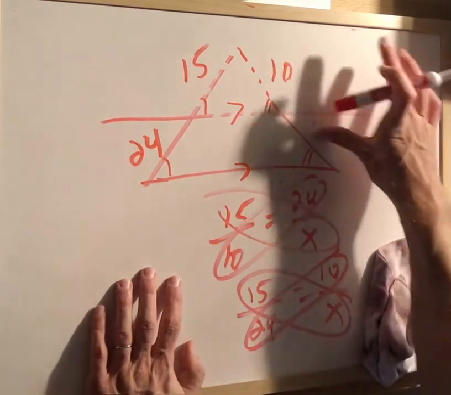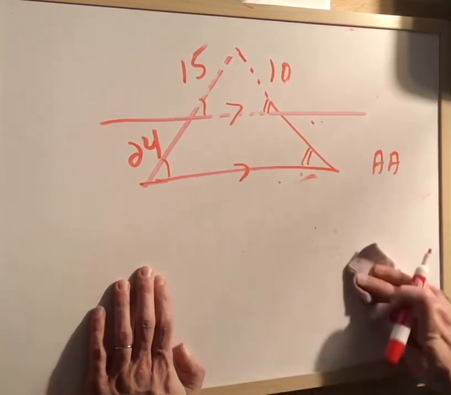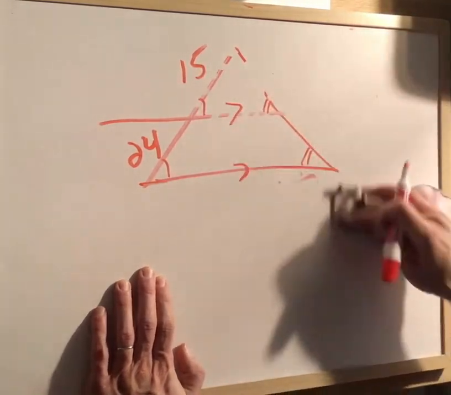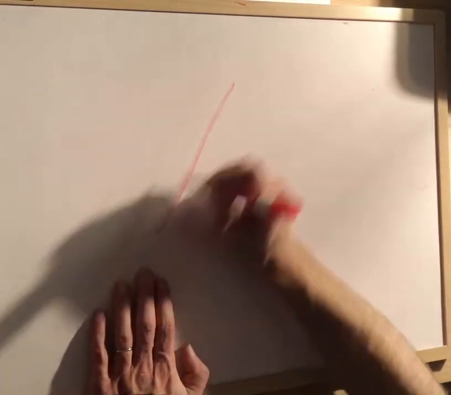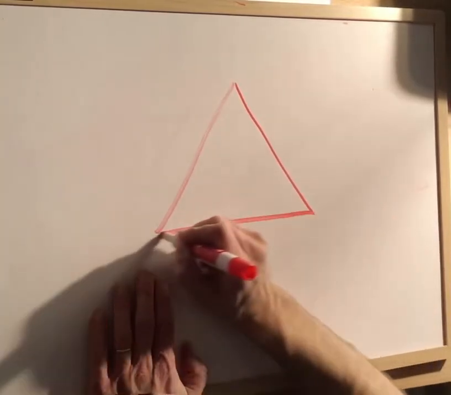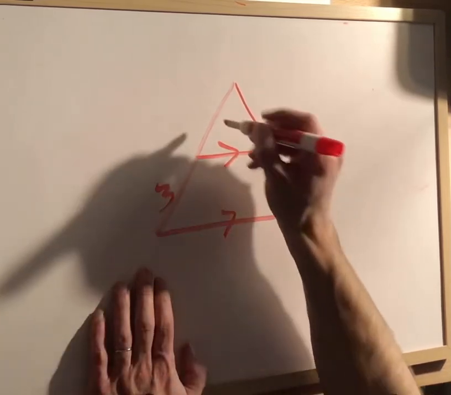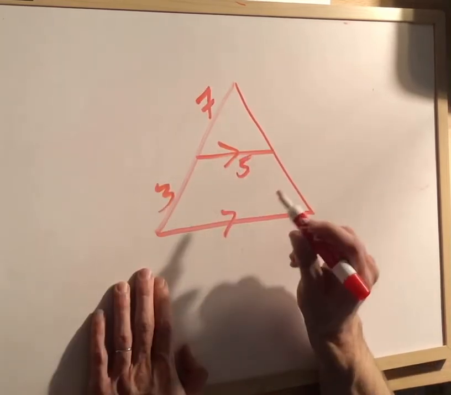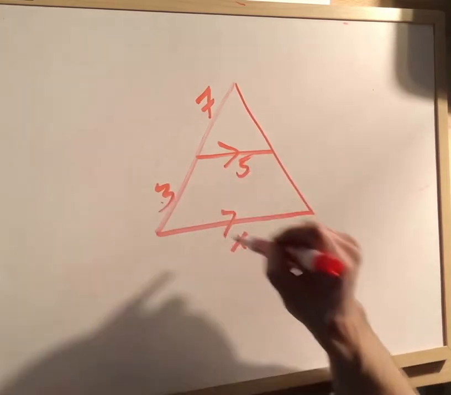So for example, let's change this. Now, let's say they tell you, let's take a triangle and they tell you that these are parallel. Let's say this is 3 and this is 7 and this is 5. And they want to know how big this side is. And this is a really common error that people do. They'll do this. They'll say 7 over 5 equals 3 over x.